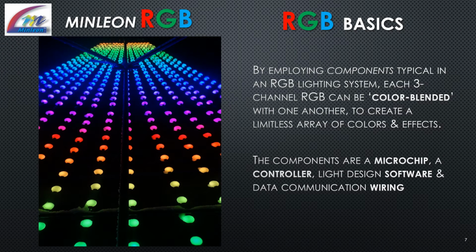By employing components typical in an RGB lighting system, each 3-channel RGB light can be color blended with one another to create a limitless array of colors and effects. The components are a microchip, a controller, light design software, and data communication wiring.